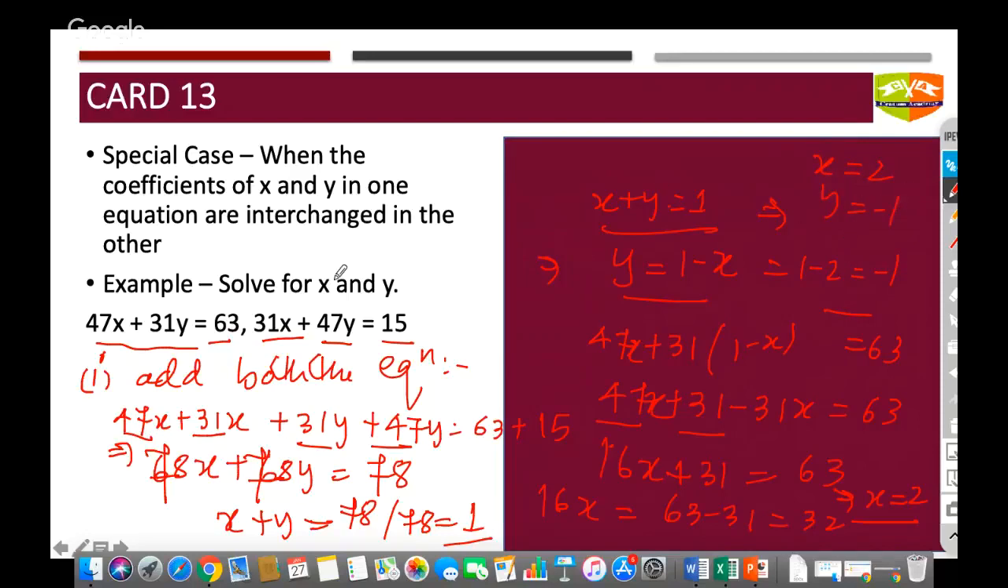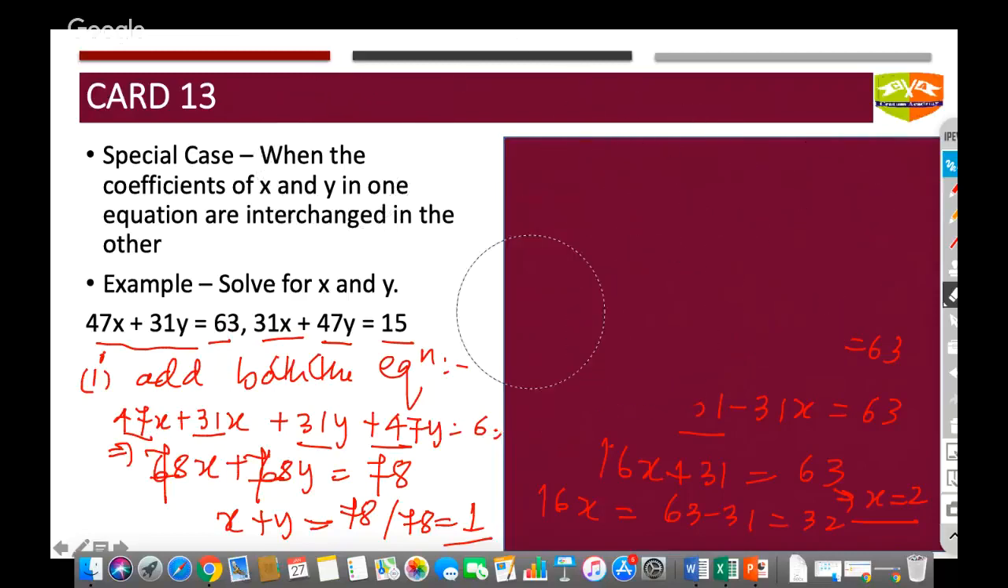What we need to take care of in this particular case is that whenever the x and y coefficients are interchanged, we need to add the equations. This is the one thing we need to take care of, and after that we can proceed with either the substitution or the elimination method.